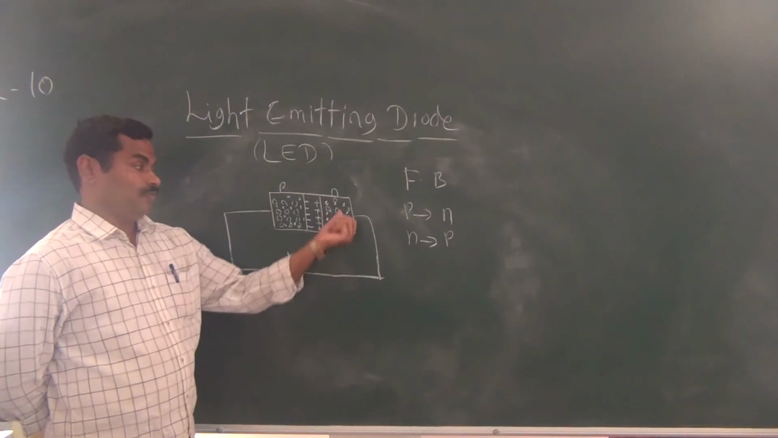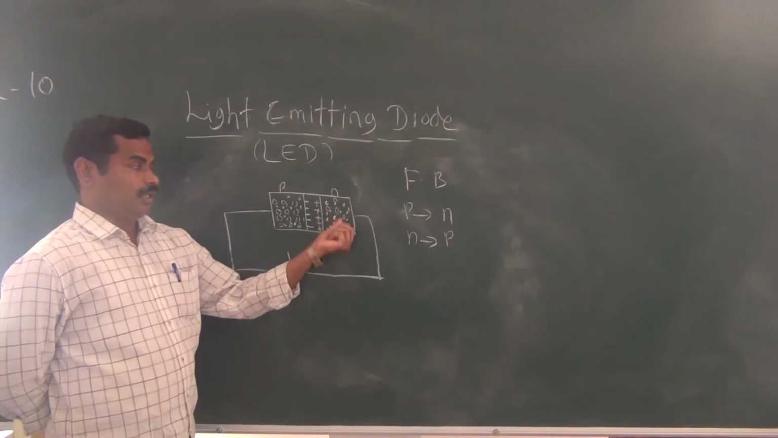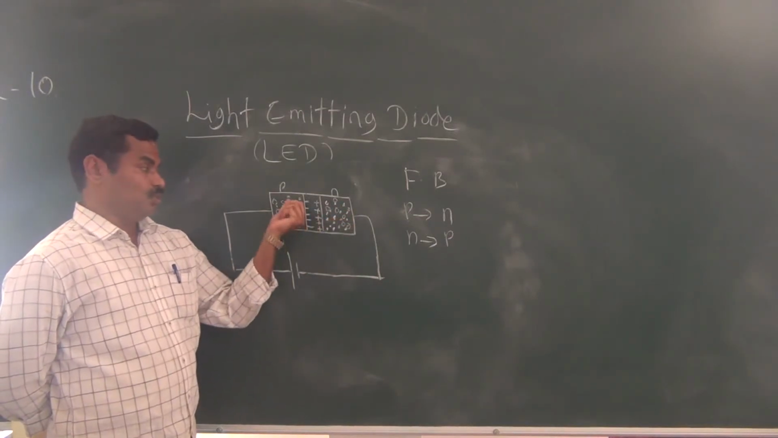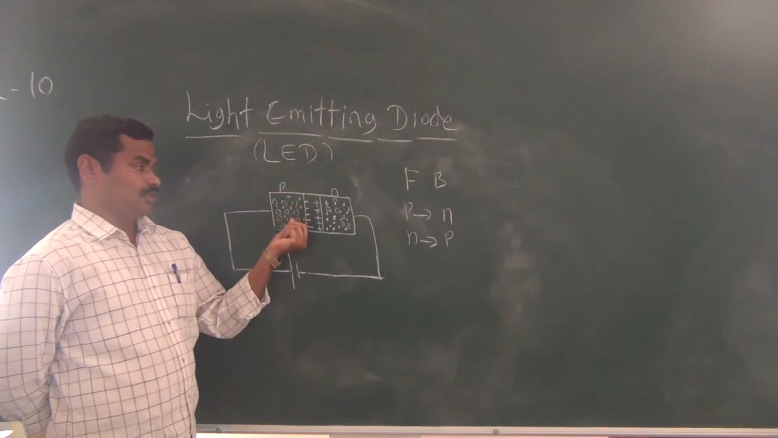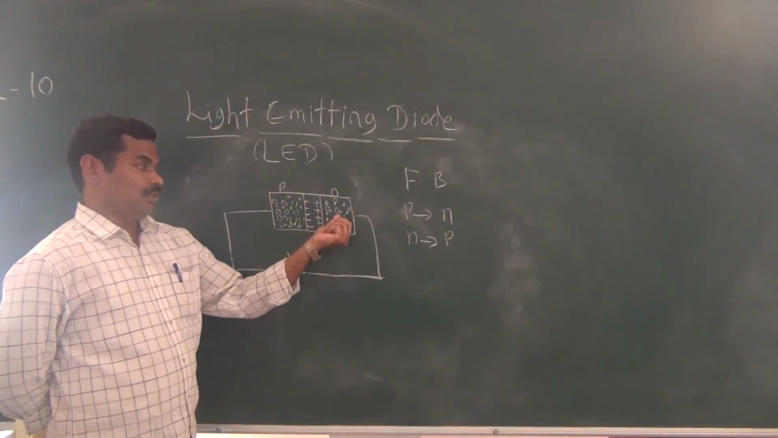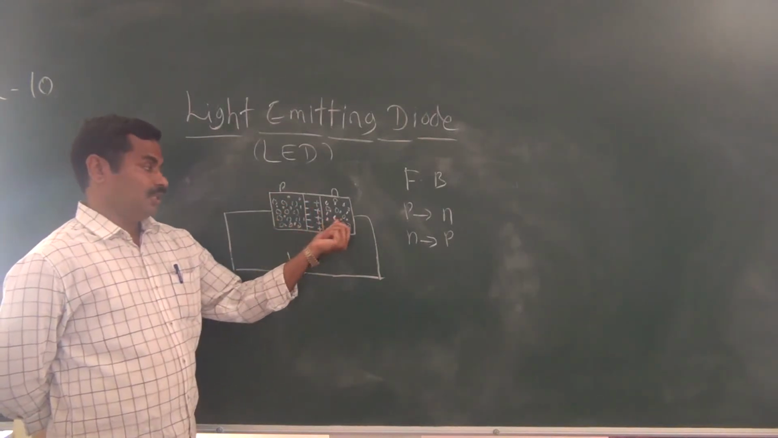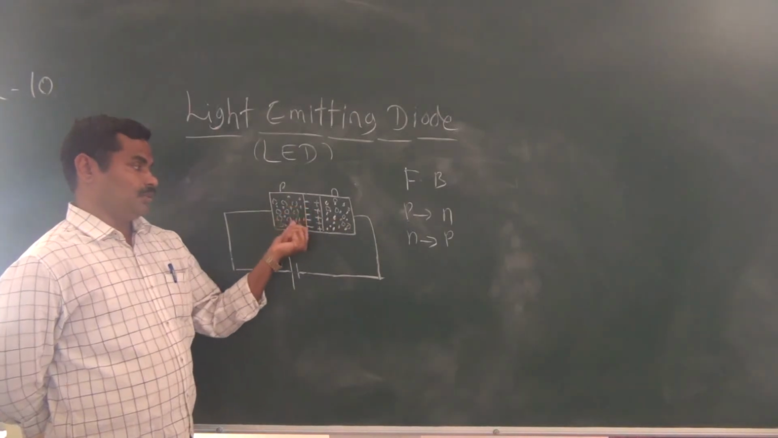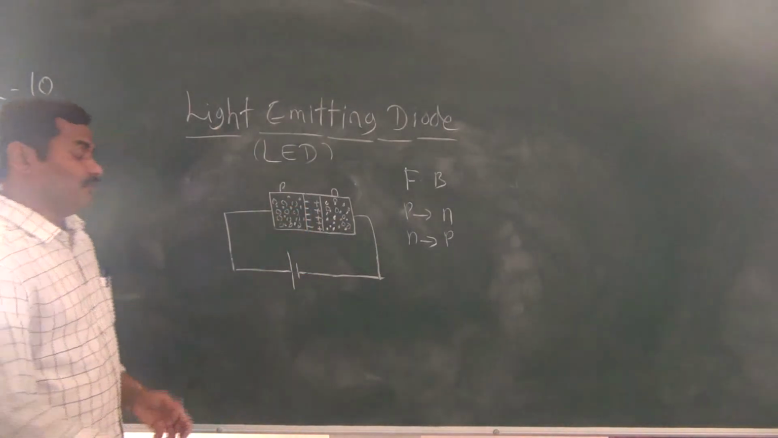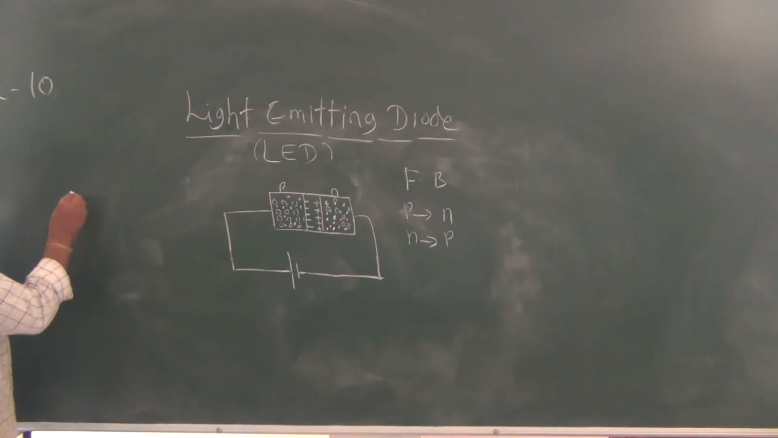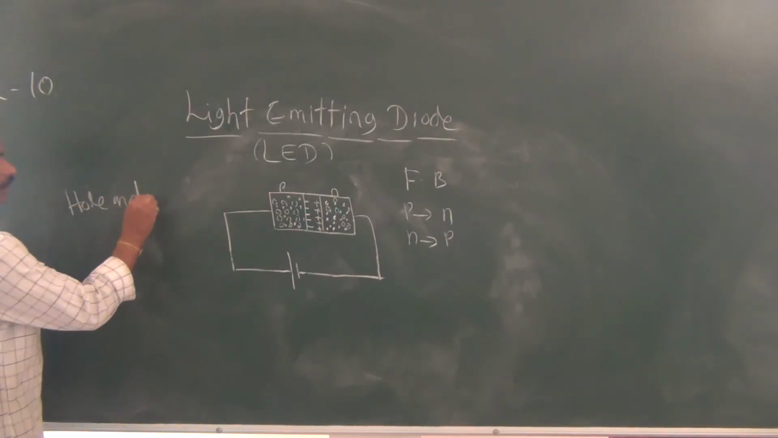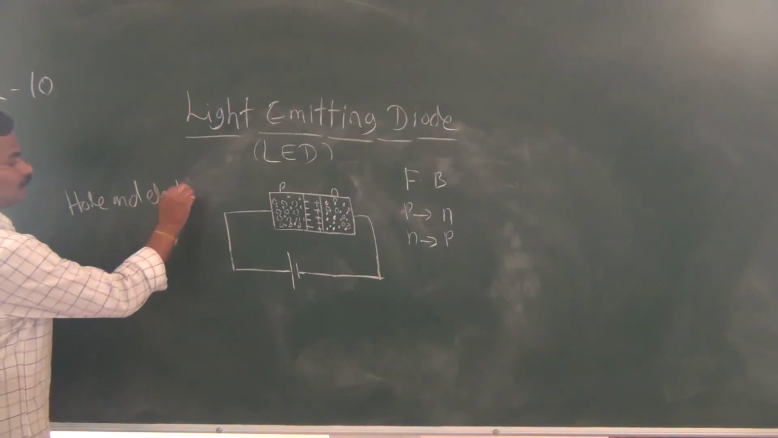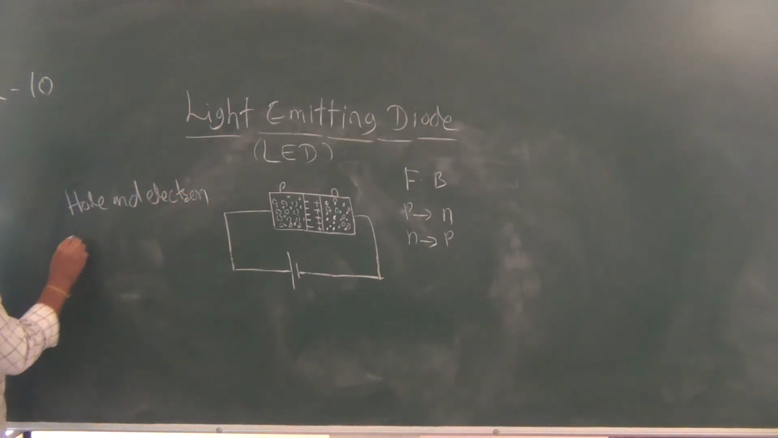At the same time, the electron is the majority carrier in the N side. This electron will move towards the P side, where holes are the majority carriers. This electron will recombine with the hole. The hole and electron recombine.